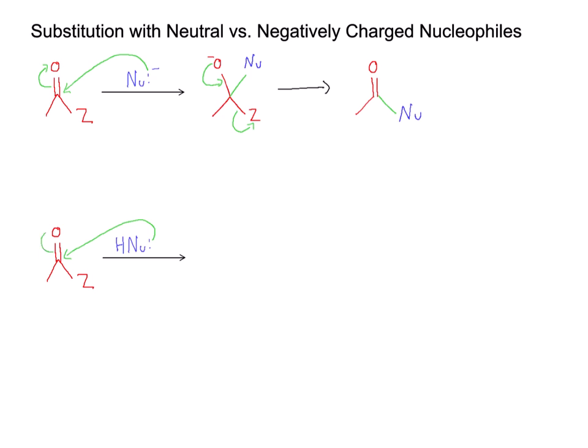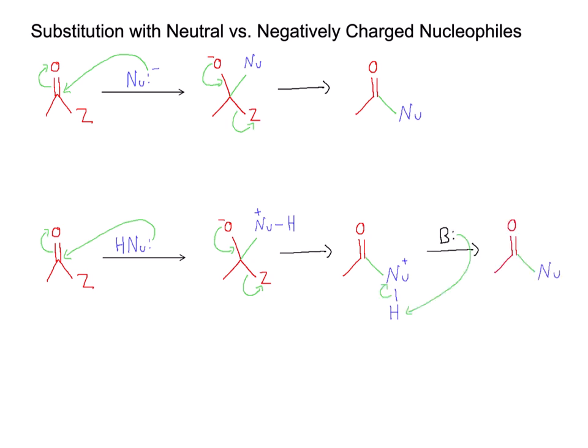The second step is the same as well. The lone pair that we just sent up is going to come back down and kick off our Z leaving group. This time, however, we have a product that still has an extra hydrogen on it, giving us a positive charge, which we don't want. So we're going to need some base to come in and remove that hydrogen. Once the base removes the hydrogen, we have our final substitution product.